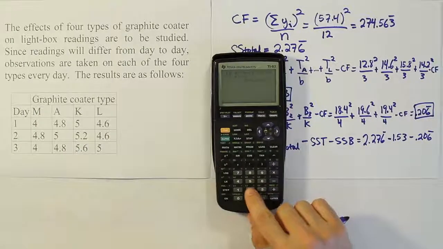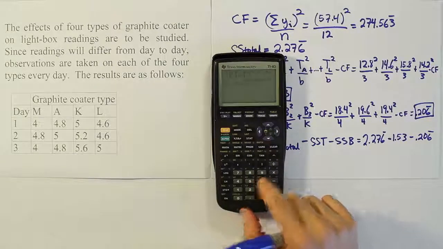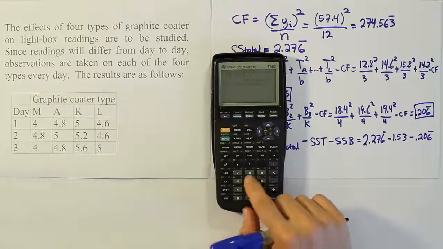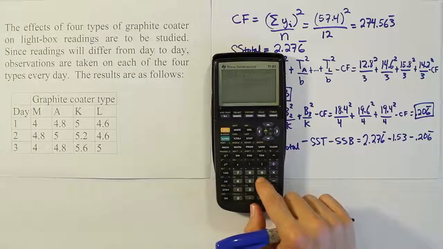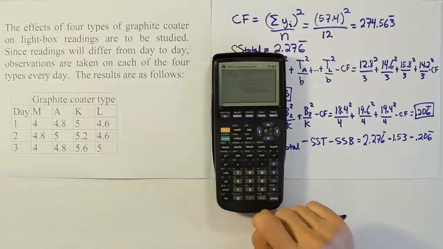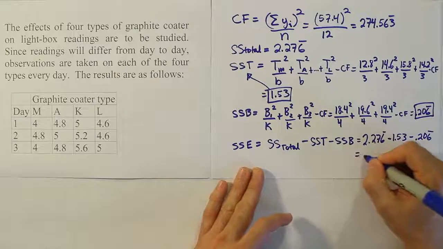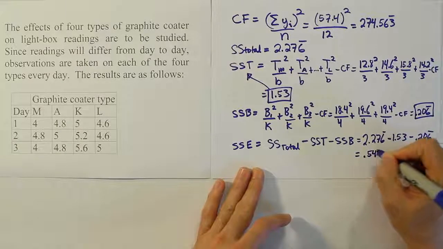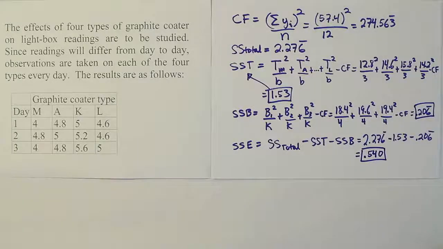Okay, so we'll have 2.2766666 repeating minus 1.53 minus 0.206 repeating, right? And when you're done with that, you end up with the answer 0.540, essentially. So 0.540 is your SSE.